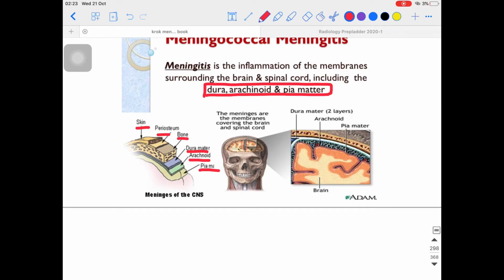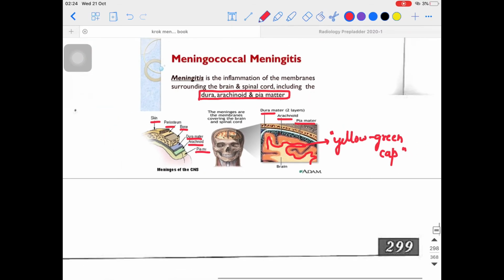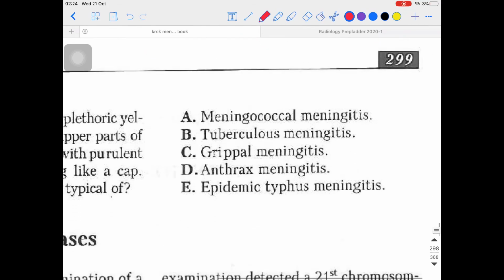So if there is involvement of the layers of the brain, the meninges, that will be meningitis. And if it has pus formation, most commonly it has been seen that it is due to the meningococcal bacteria. And which one is this? This is Neisseria meningitidis causing meningococcal meningitis. Sometimes we have seen in the pia mater a cap-like formation, and this cap-like formation sometimes gives a yellow-green color. As I said, it is bacterial inflammation, so a yellow-green cap formation can sometimes be appreciated due to this meningococcal bacteria. So that is meningococcal meningitis. Okay, enough about this, let's move on to the next question.